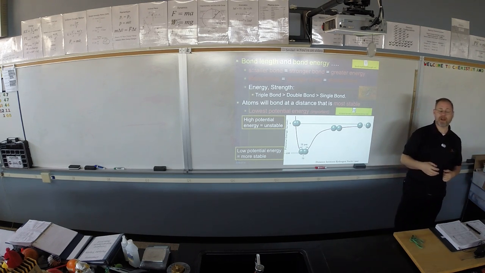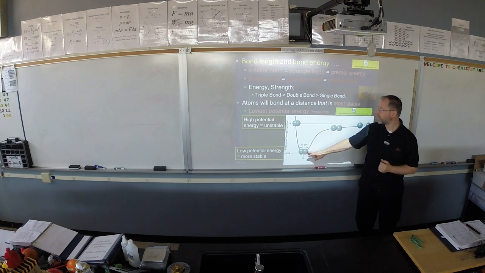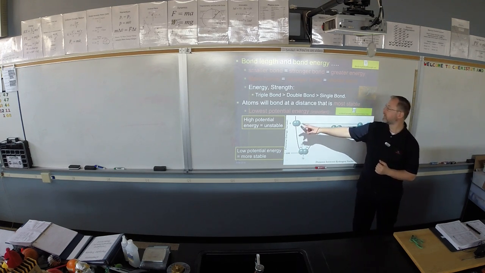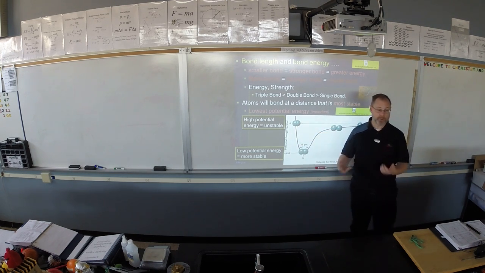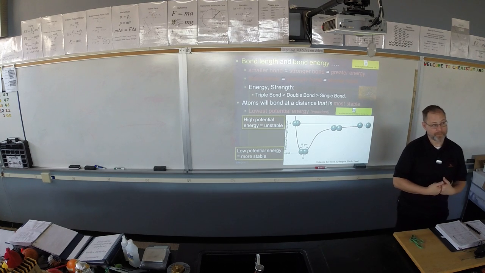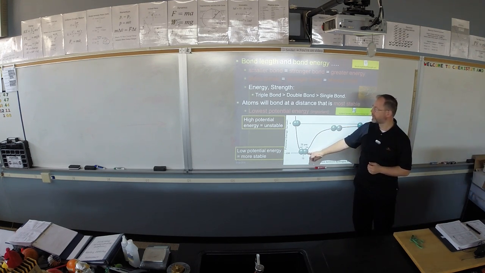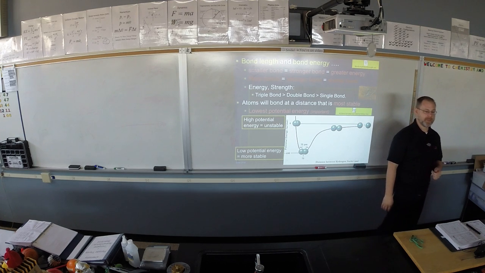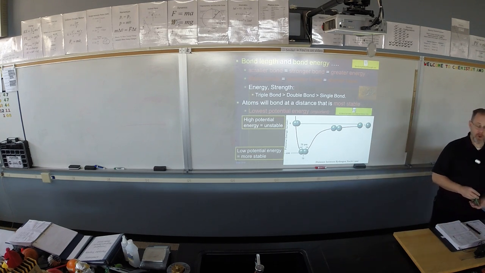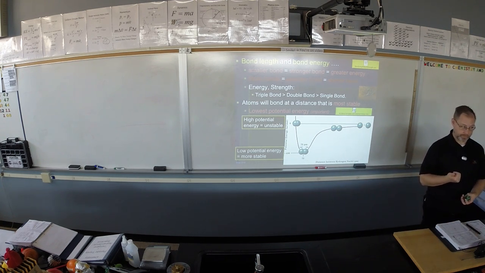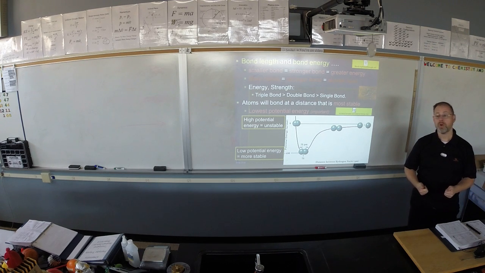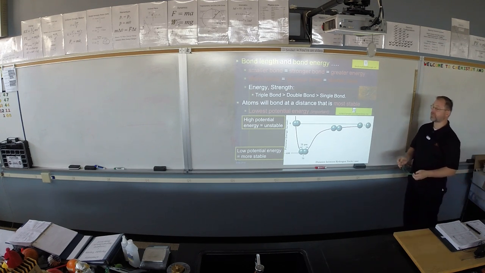So you want to balance out the attraction of the nuclei for the electrons of the other atom with the electrons and the electrons of the other atom's repulsion. So you balance that out. And when you've balanced it out, you're going to get to a low potential energy, a low potential state. Now in chemistry, low potential is the way to go. Low energy is the way to go. Low energy or low potential is stable.